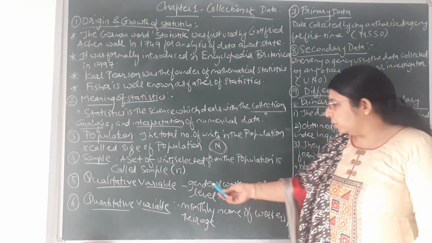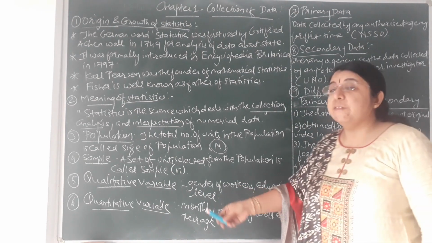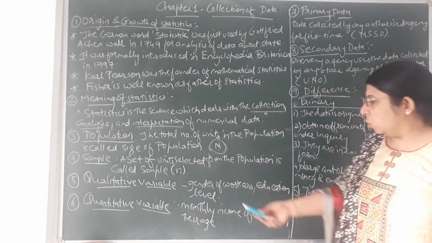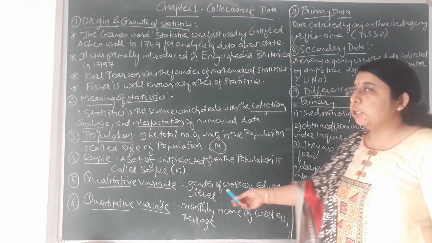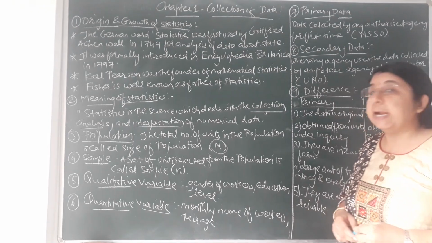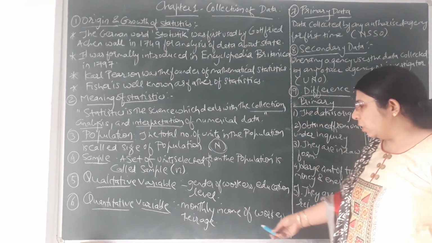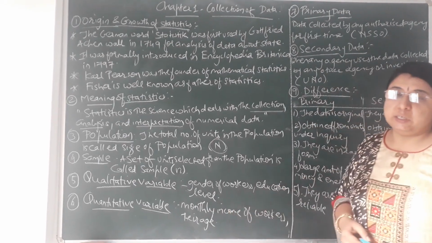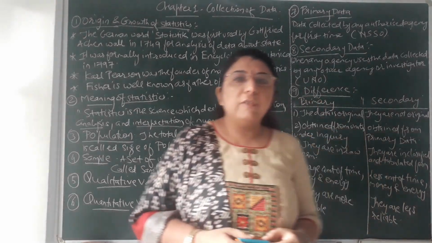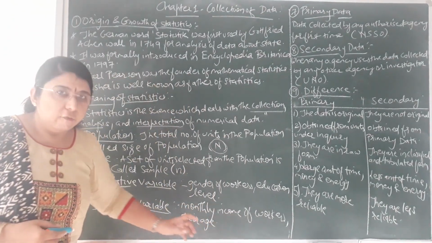Here the examples written are gender of workers and education level. Gender of workers means how many are male and how many are female. So gender of workers and education level are called qualitative variables. These are called attributes. And quantitative variables mean monthly income of workers, their age, etc. That can be measured in numbers. So all these factors are measured in numbers, that's why they are called quantitative variables.